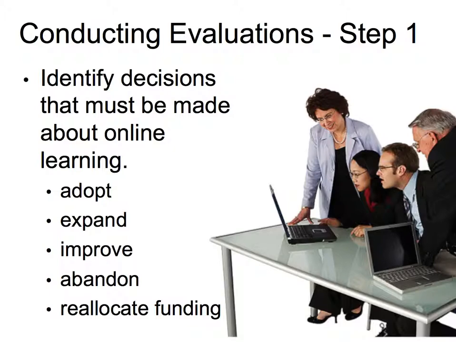So step one is to identify those decisions that must be made about online learning. Whether it's going to be adopted, is it going to expand, is it going to be more? What are the things you're going to do to improve it? What's the chances of you abandoning it? Is there going to be a reallocation of funding? What are the decisions that are forthcoming that can be data driven in the way that you make those decisions?